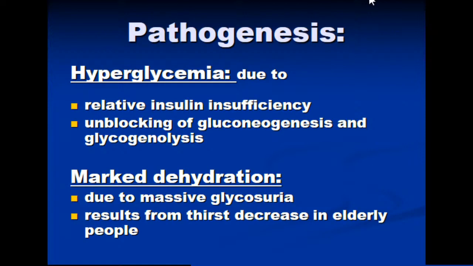Pathogenesis. Hyperglycemia due to relative insulin insufficiency, unblocking of gluconeogenesis and glycogenolysis. Marked dehydration due to massive glycosuria results from thirst decrease in elderly people.